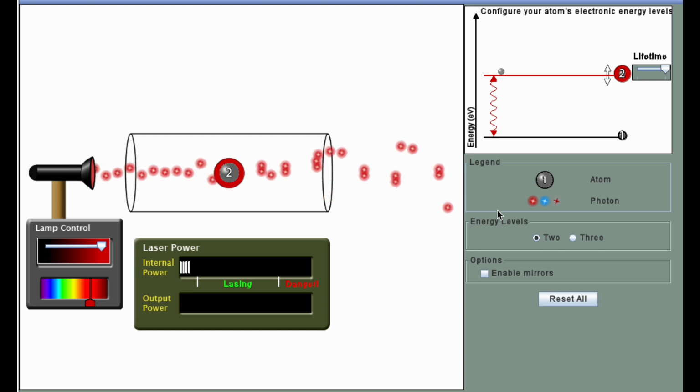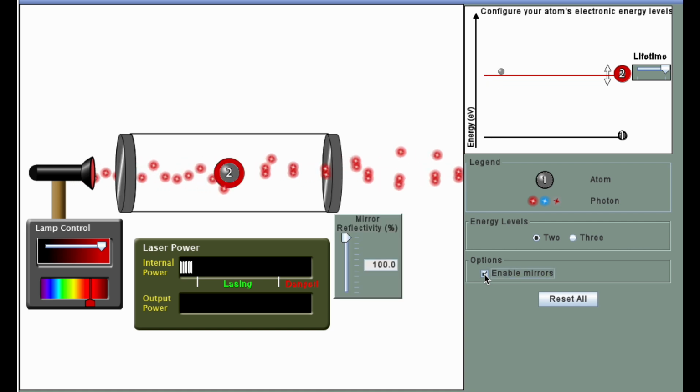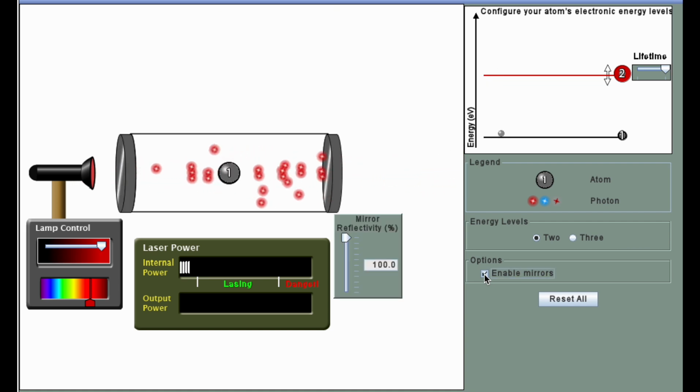So what I'm going to do is add two mirrors here to trap the photons bouncing between each other. And remember that they will get more intense as they bounce back and forth. And if I just decrease the reflectivity on the right side, you can see I'm letting some photons through, and these are coherent and have the same direction, which causes a laser beam.